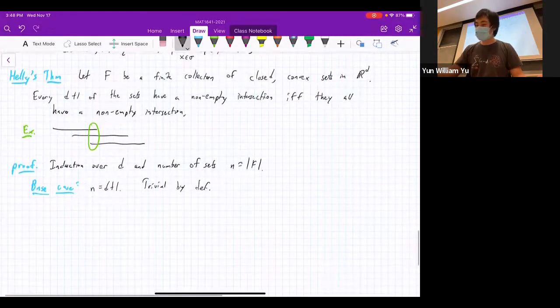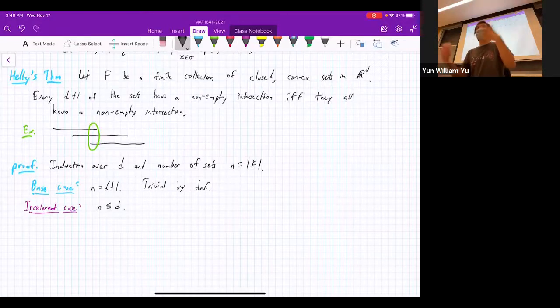Okay, and depending on how you want to define things, this is either an irrelevant case or maybe it's a base case that's just trivially true. If N is less than or equal to D, then this is also trivial or not meaningful, since it's impossible to have D plus one sets.